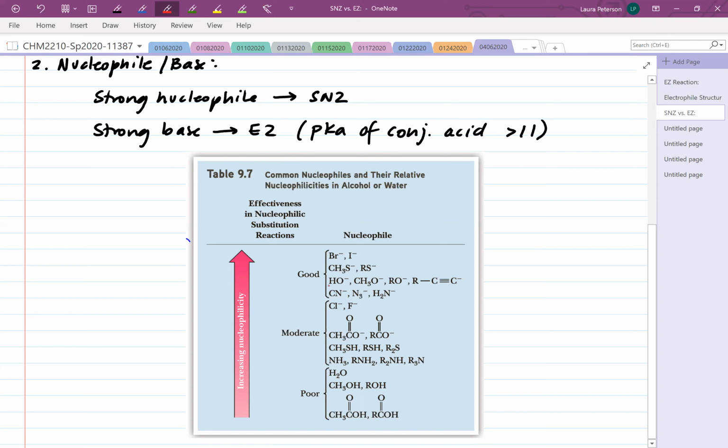So here we would have alkoxide, methoxide, hydroxide. Those would all be strong bases, strong nucleophiles. The other one would be NH2 minus, amide, like NaNH2. So remember, ammonia has a pKa in the 30s, and so we would expect that to be greater than 11. So that base NH2 minus would be strong enough to promote an E2 reaction.